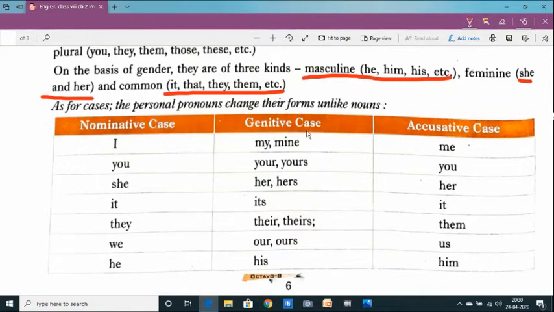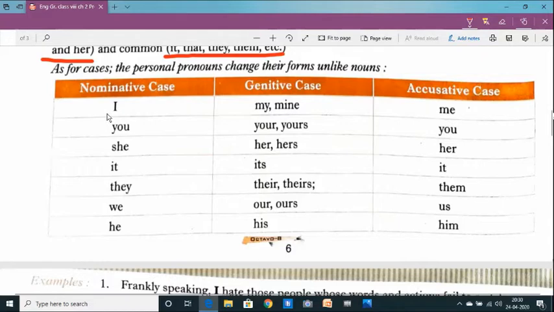Nominative case, genitive case, and accusative case. In nominative case: I, my, mine, me. In accusative case, we use the pronoun in the place of an object. Genitive case shows possession. It is used in place of possession, possessive.